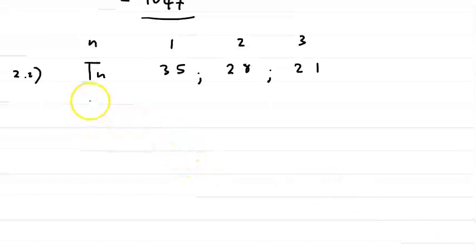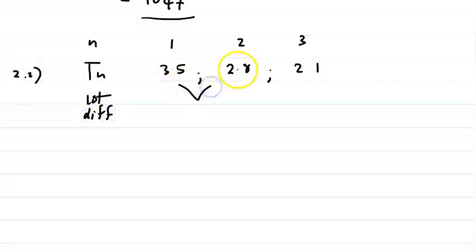So firstly, let's find out the first difference. The first difference is as follows. It will be T2 minus T1. So 28 minus 35 is minus 7. And 21 minus 28 is minus 7. So as you can see, we have a constant first difference.